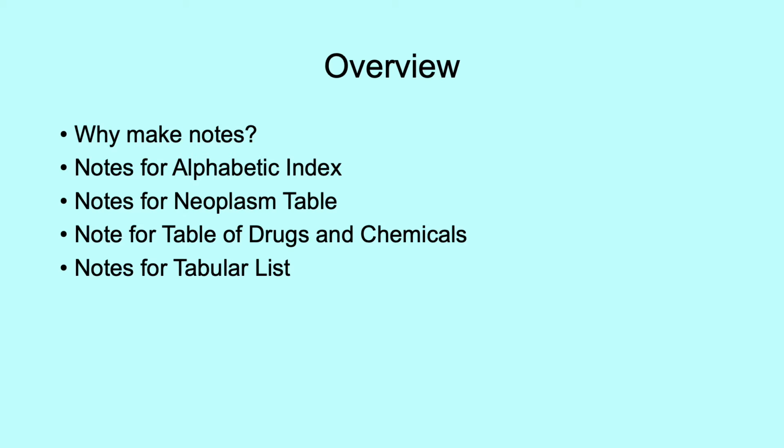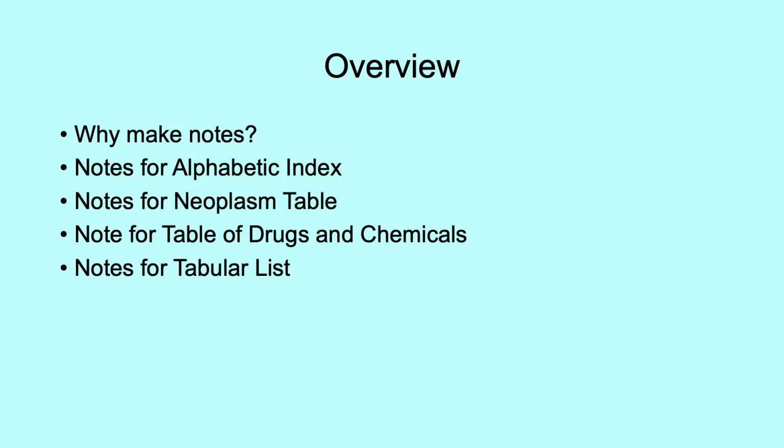Particularly if you're a student, every time you have trouble finding a code, write a note in your book, in the Tabular List or the Alphabetic Index, whichever makes sense. So that next time you come across that same problem, that same question, you have a note and you don't have to go through all the trying to figure it out again.